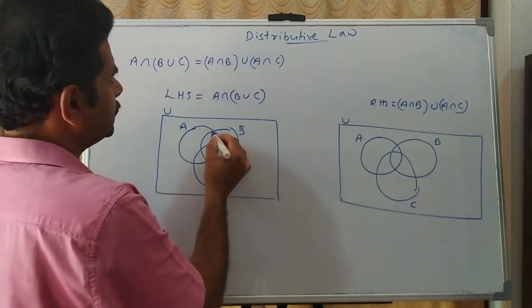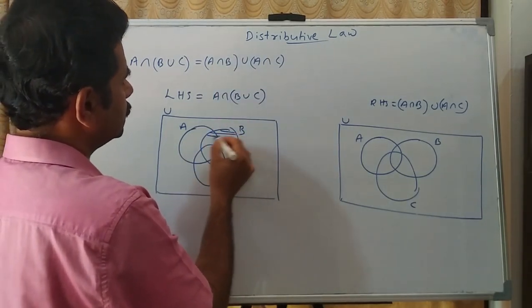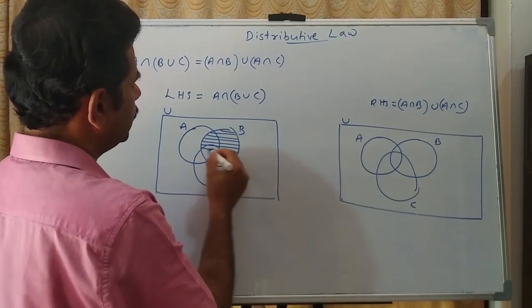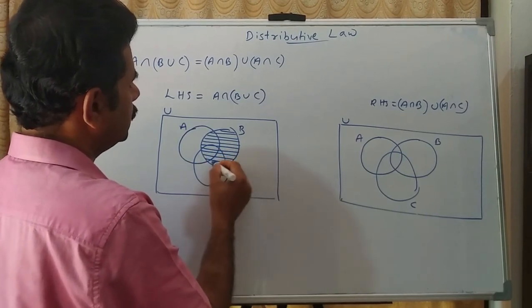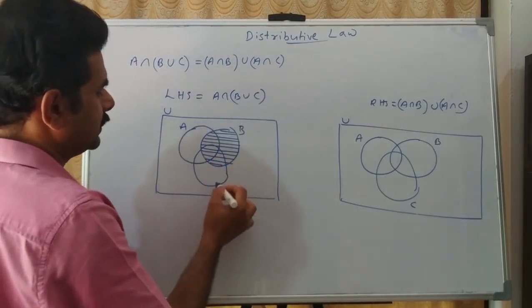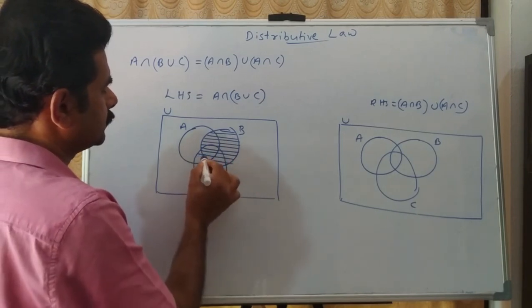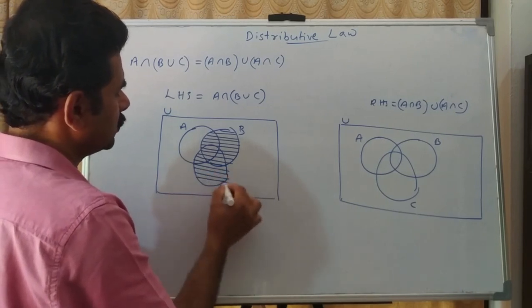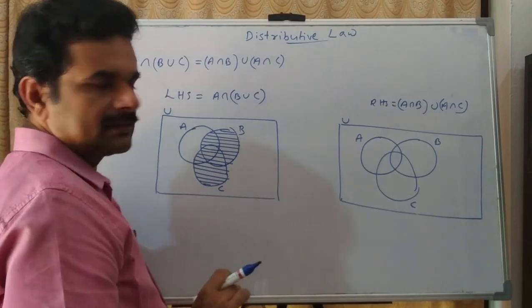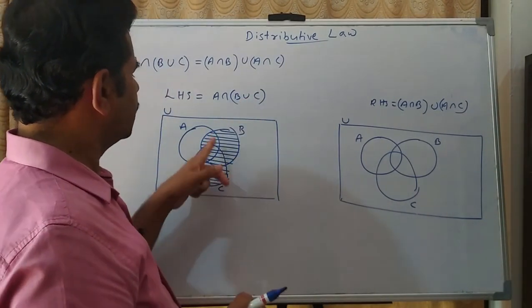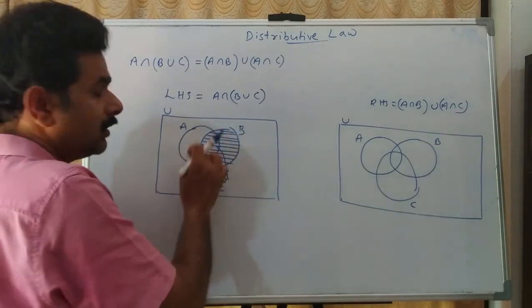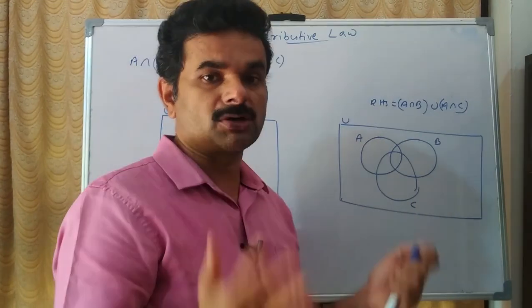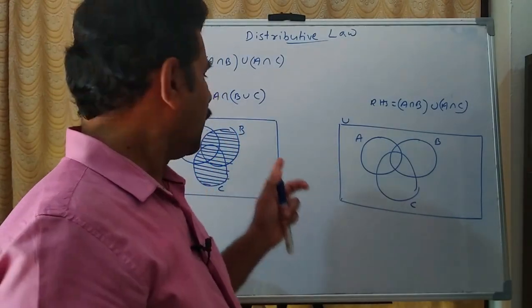B is this one, and I am shading here. Full B is shaded. Then C also shaded. C is this one. Full C is also shaded, isn't it? Therefore, this is B union C. Full portion of B and C. By the definition of union, full portion of B and C are shaded.